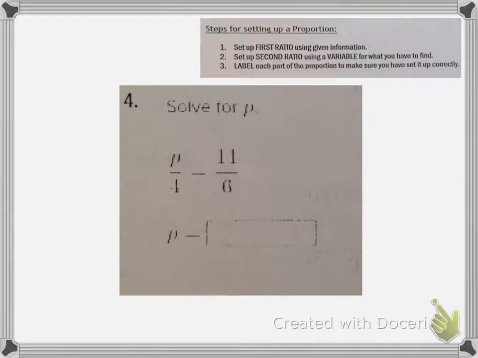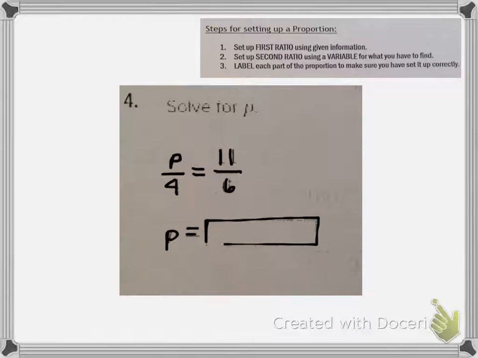Here we don't have words, but we still are solving for the unknown. This is P over 4 equals 11 over 6. And then this is saying P equals, and then our box. So this is just trying to solve. This is giving you the proportion setup. How do I solve? Now if you notice, the P is on this side. The missing is on this side. So I have to go from this way to that way.